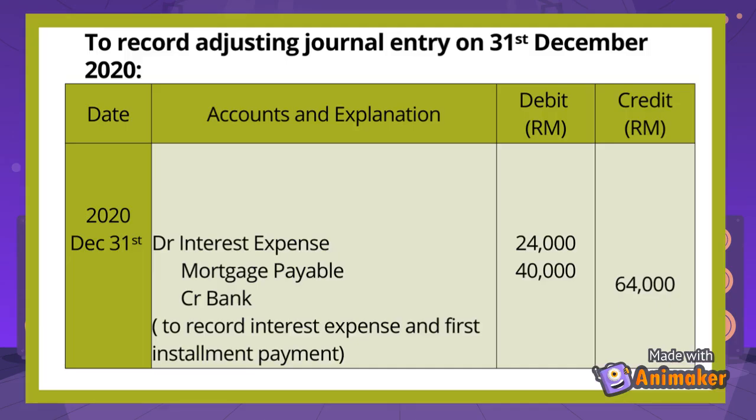So based on the schedule prepared, the journal entry will be debit interest expense 24,000 ringgit, debit mortgage payable 40,000 ringgit, and credit bank 64,000 ringgit. The explanation for this journal entry is to record interest expense and first installment payments.